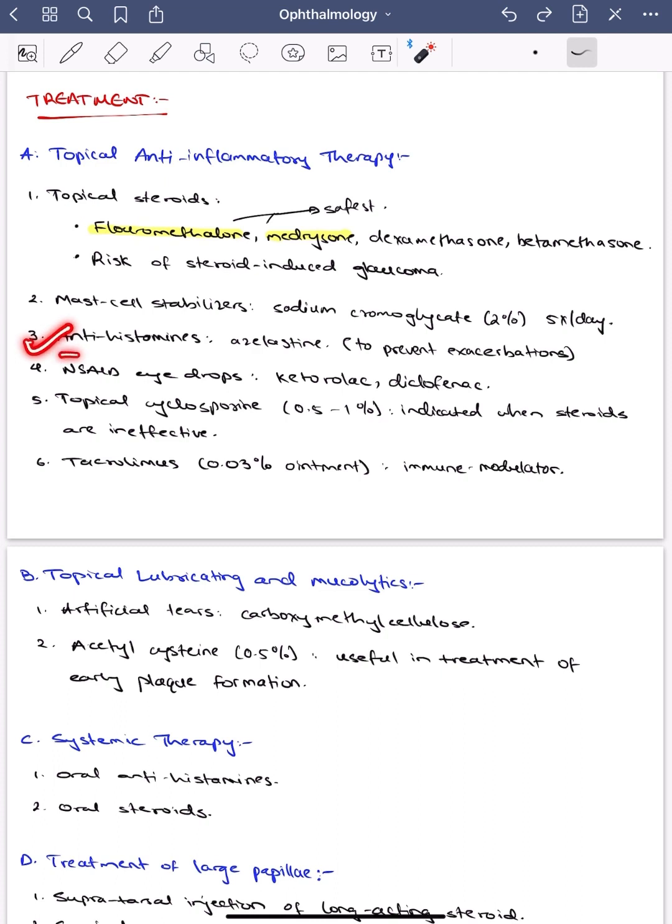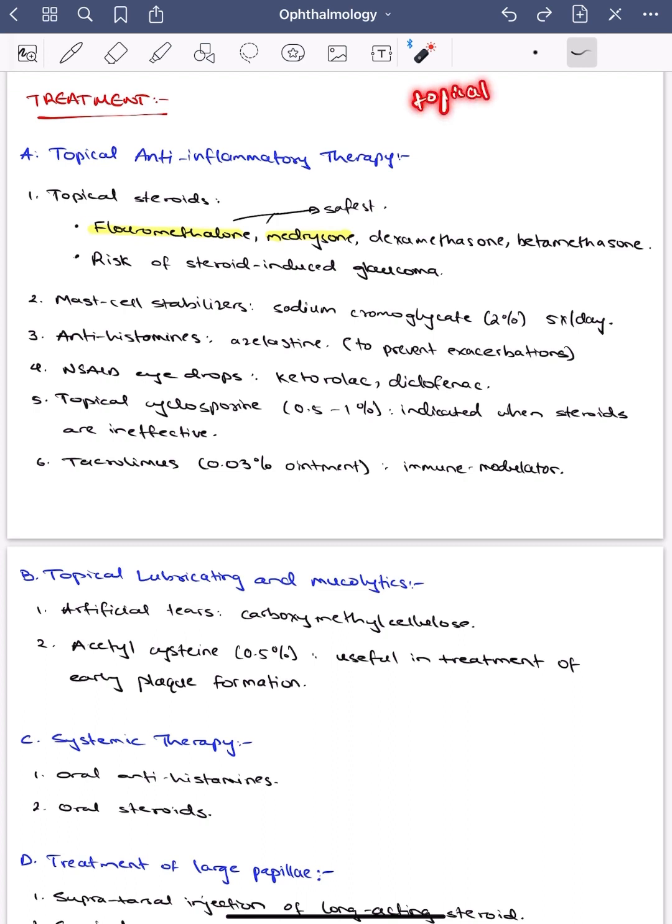Third is the use of antihistamines like azelastine, which is used to prevent exacerbations. Then non-steroidal anti-inflammatory drug eye drops like ketorolac or diclofenac. Topical cyclosporin, which is an immunosuppressive agent, 0.5 to 1% solution can be used when steroids are ineffective. And tacrolimus is another immune modulating drug, and it is given as an ointment, 0.03%.